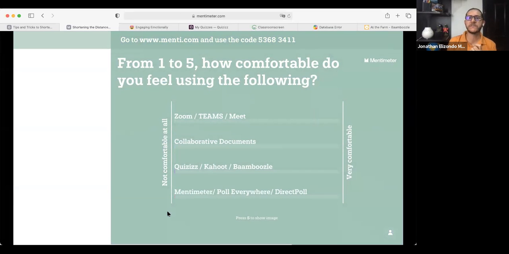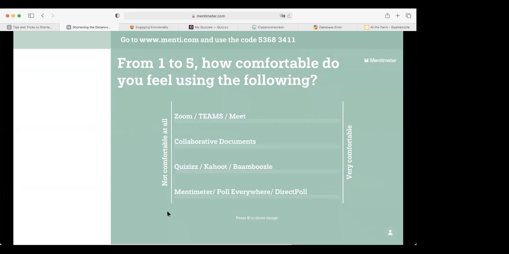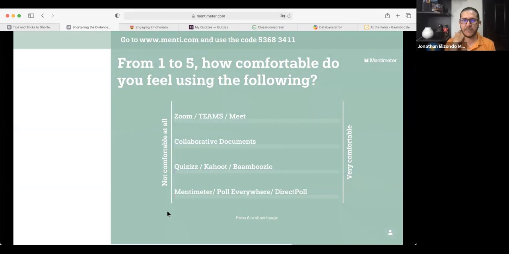One more question from 1 to 5. How comfortable do you feel using the following? Zoom, Teams, and Meet. Now, 1 is not very comfortable and 5 is very comfortable. Collaborative documents, meaning Google Docs or Google Slides or the Drive. Quizzes, Kahoot, and Bamboozle. These are games. Mentimeter, Poll Everywhere, and Direct Poll.